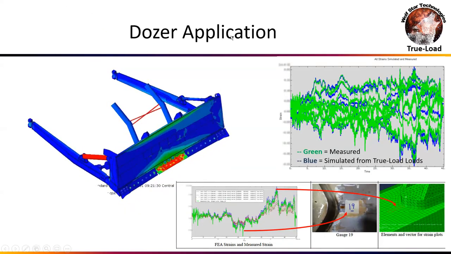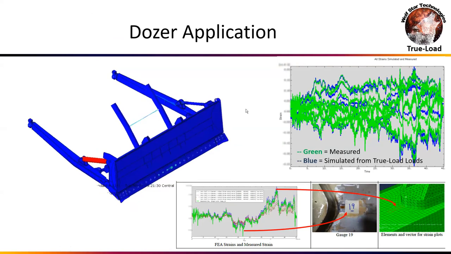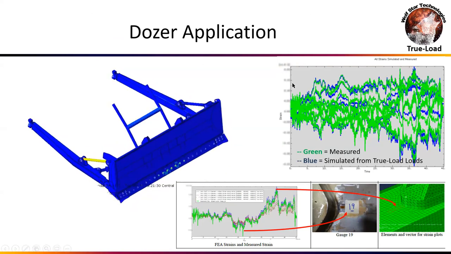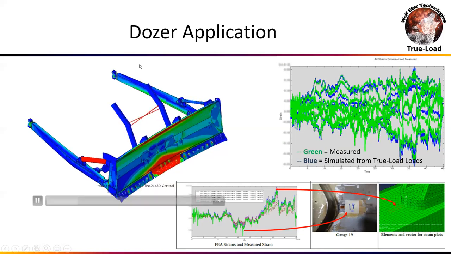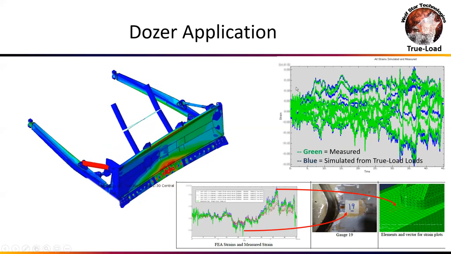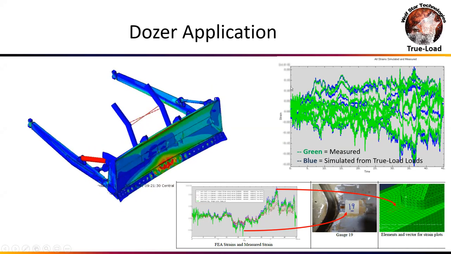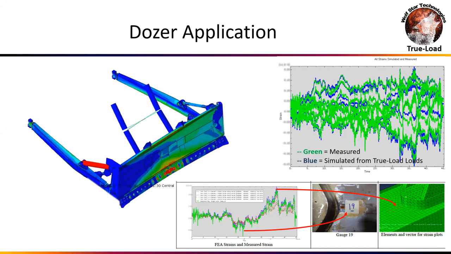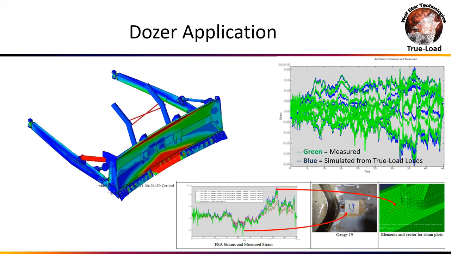A couple more examples here. This is a bulldozer application. This company had already launched this bulldozer, and I came and talked to them after they launched it. They were telling me that the analysis team couldn't get anything to match in the lab. The lab couldn't get anything to match in the field. And each department didn't think the other department knew what they were doing.